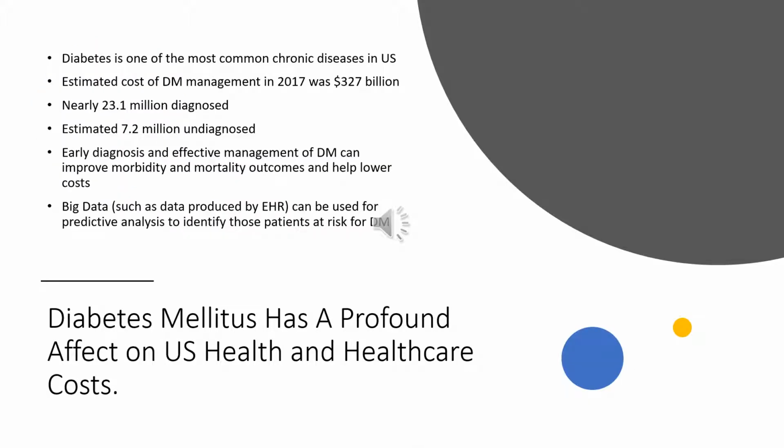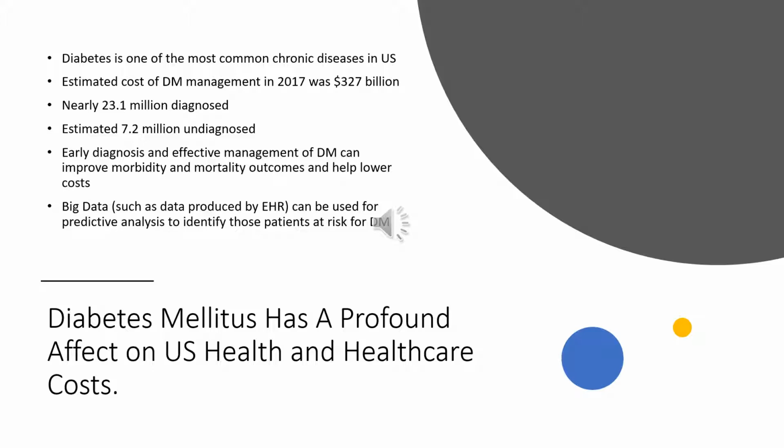Diabetes mellitus has a profound effect on U.S. health and healthcare costs. It is one of the most common chronic diseases in the United States, with those diagnosed suffering a great deal of disability and mortality. The estimated cost of diabetes management in 2017 was $327 billion in the U.S. alone. Nearly 23.1 million patients are diagnosed with diabetes.